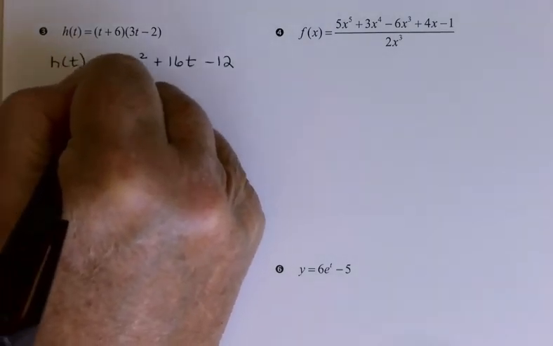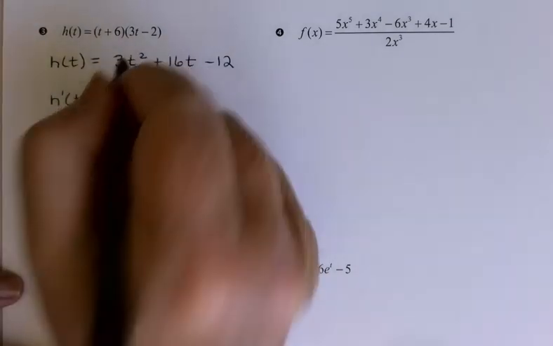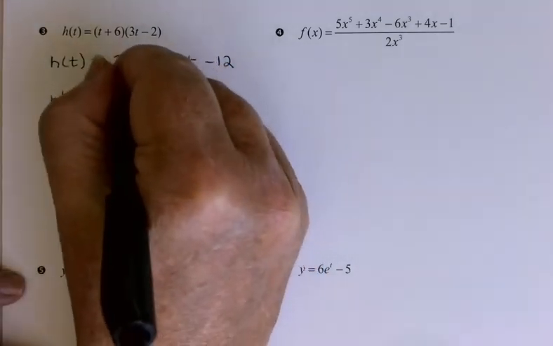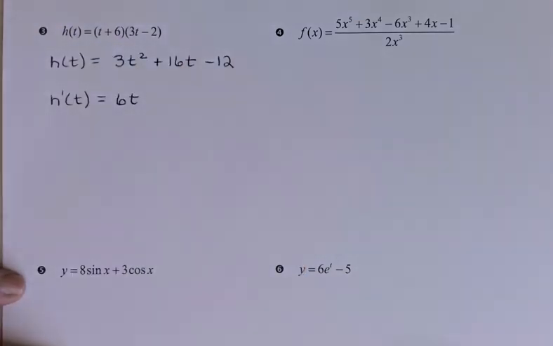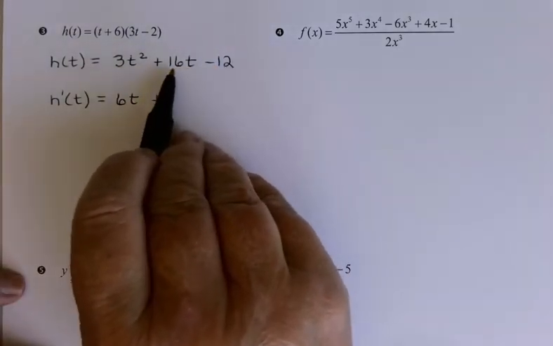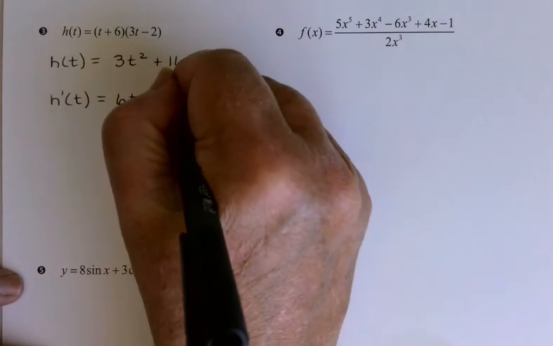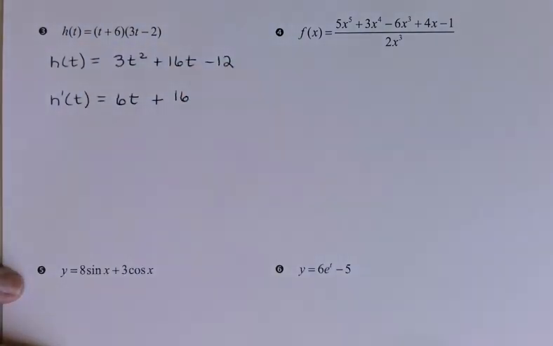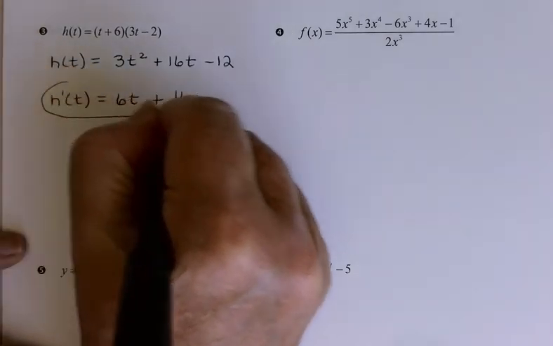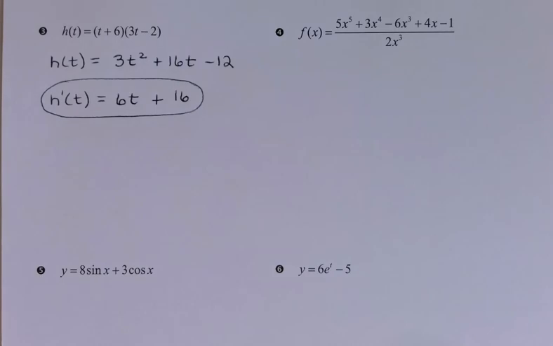And now I can take h prime of t. Maybe I'll start shortcut here. 2 times 3 would be 6. And that would just be t to the first power when I reduce the exponent by 1. Plus, that's linear, so the derivative is the slope, 16. And of course the derivative of the constant would just be 0, so I won't even write that. And there's my derivative, 6t plus 16.